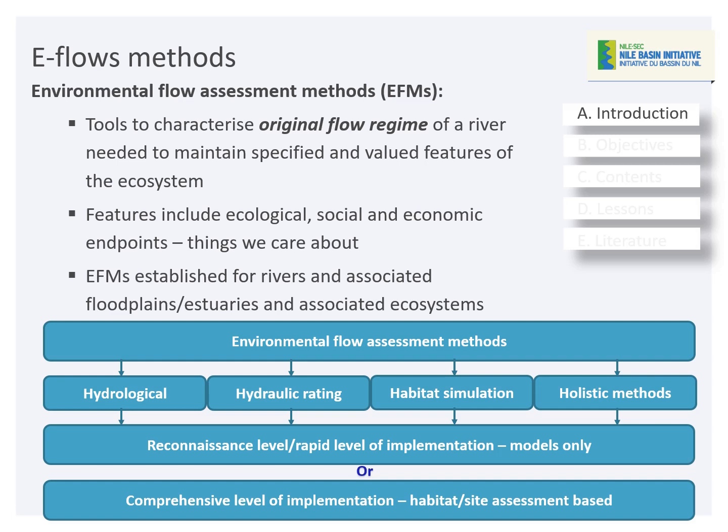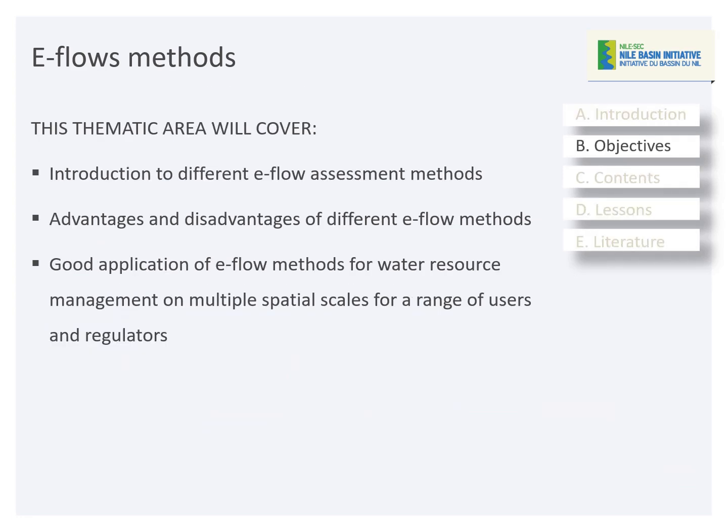Comprehensive level implementation requires habitat or site assessment and empirical data collected from the field, and that information can then be used to establish environmental flow requirements for specific reaches and evaluate the consequences of specific developments on water resources. So we really recommend comprehensive levels of assessments for specific developments or activities, but for planning purposes, many of the other assessment methods are appropriate on a reconnaissance or rapid level of implementation.